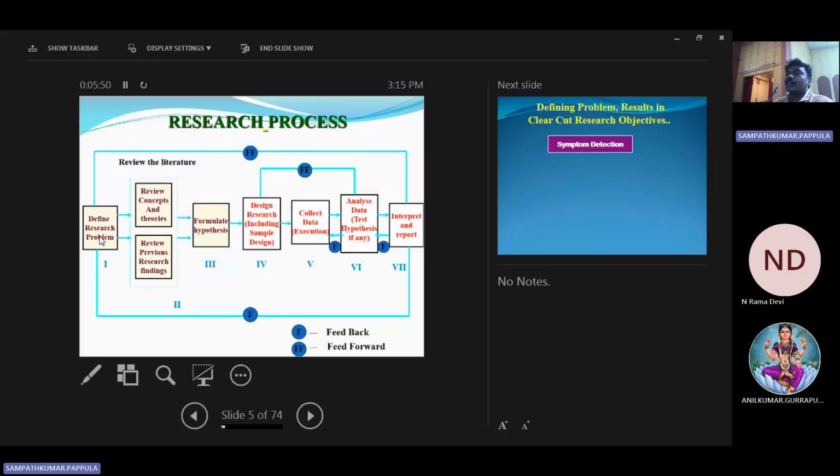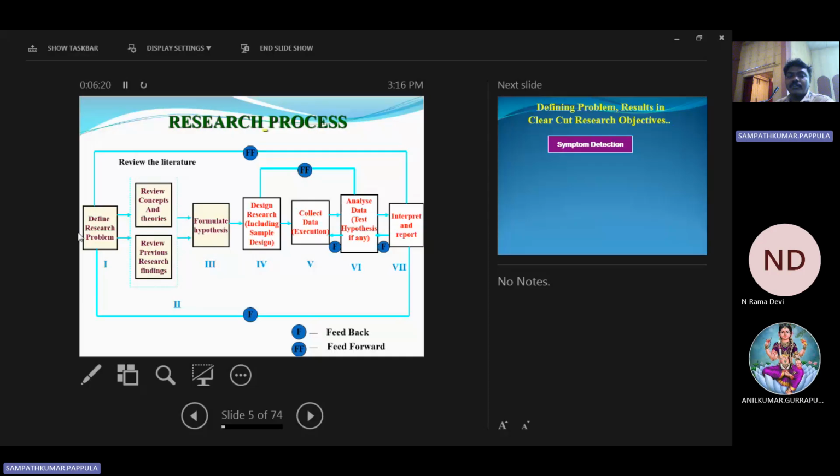Okay, on a particular problem, you need to review the concepts and theories, and what someone other than us has already done in that area. In that area, you need to identify the previous research findings. After identifying all these things, you need to formulate what you need to do.